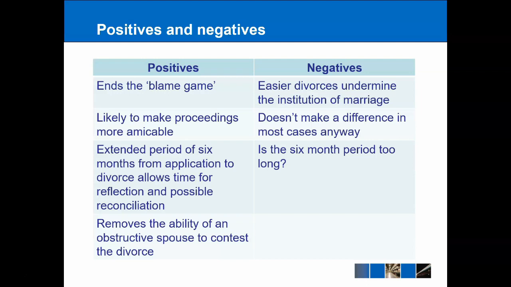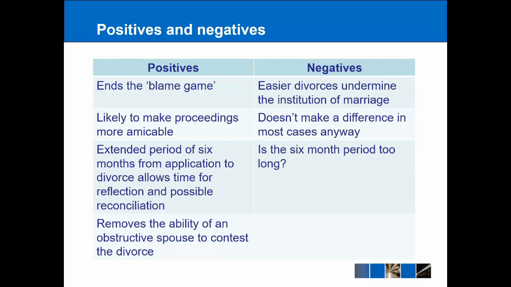There are some negatives as well, so easier divorces arguably undermines the institution of marriage. This is a very sort of religious-centred argument based around sort of Christian and other religious ideas that marriage is really important, and also culturally in the UK that family life is important and something that should be protected. Obviously, this Act of Parliament undermines that to some extent. However, as I also said, it doesn't really make much of a difference in most cases anyway.